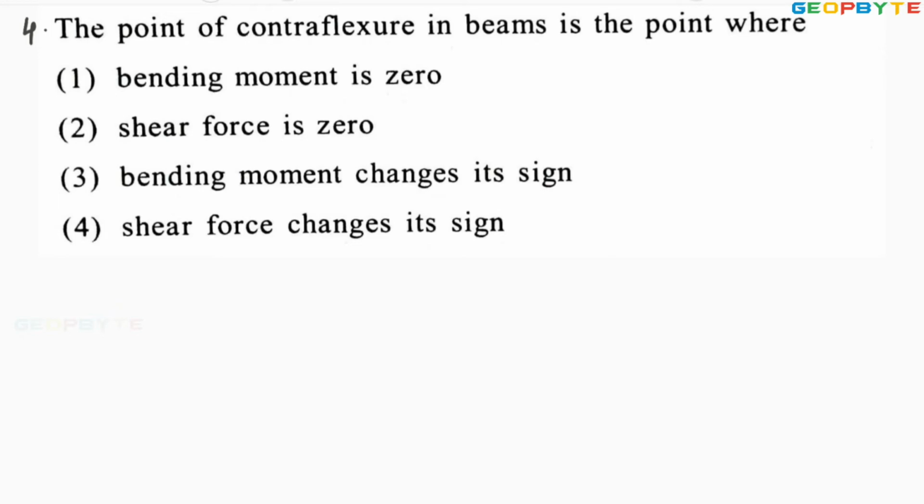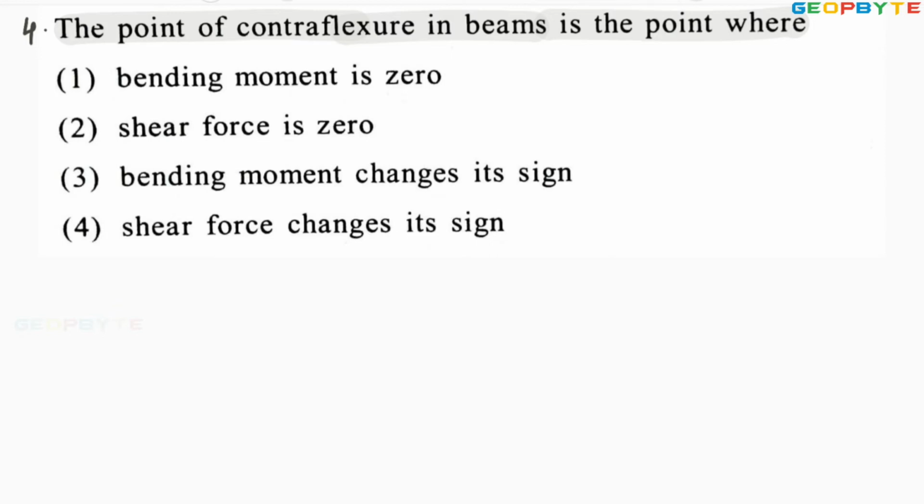Look at the fourth problem. The point of contraflexure in beams is the point where, dear friends, the point where the bending moment diagram changes its sign from negative to positive or positive to negative is called point of contraflexure. The point of contraflexure is generally occurring in the overhanging beam. At the point of contraflexure, bending moment value is 0.